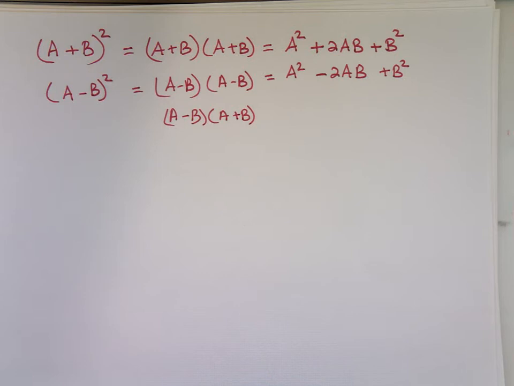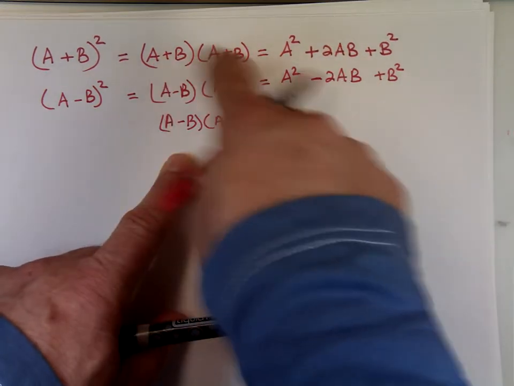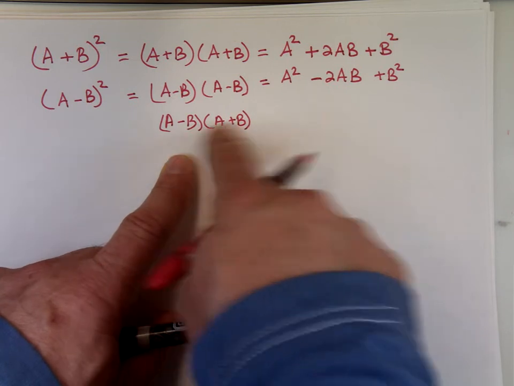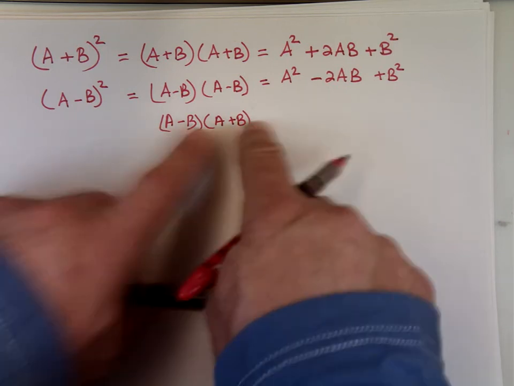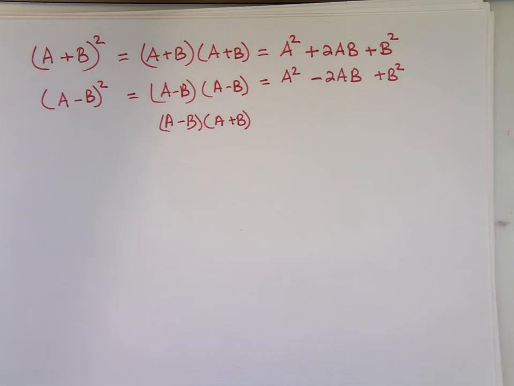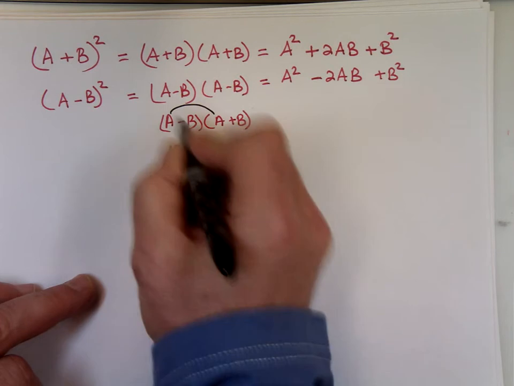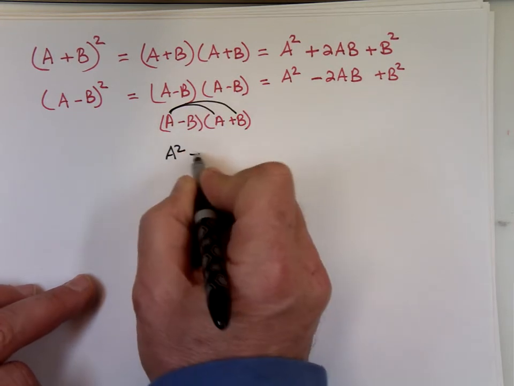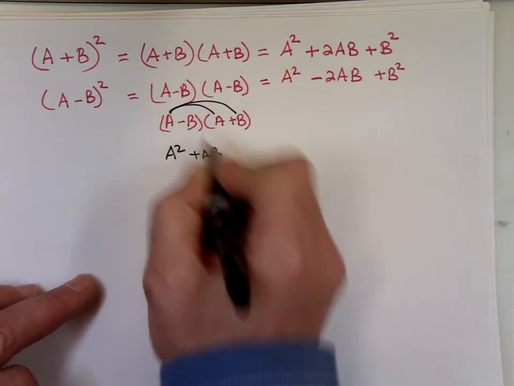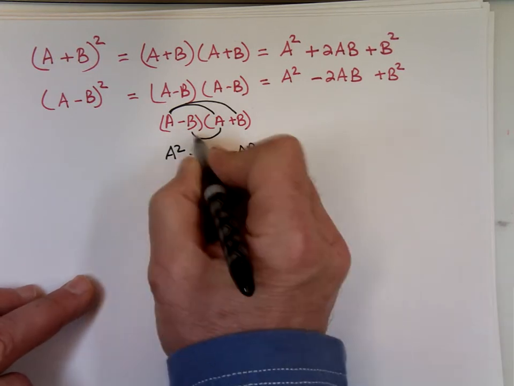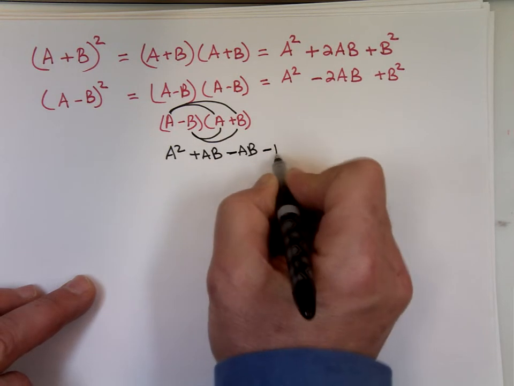So it's not this one, that's when they're both pluses. It's not this one, that's when they're both minuses. One is minus, one is plus. A and B are the same, but one is positive, one is negative. If we FOIL this one out, let's see what will happen. That's A squared plus AB. And what about this one? Minus AB minus B squared. What is our answer then?